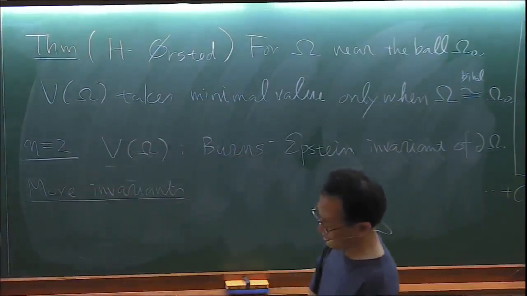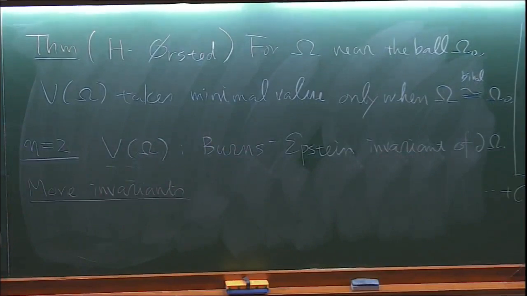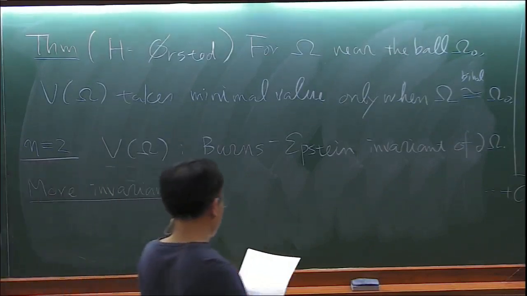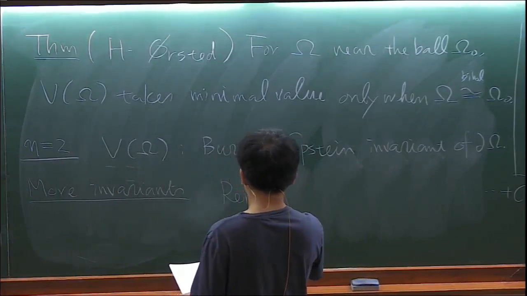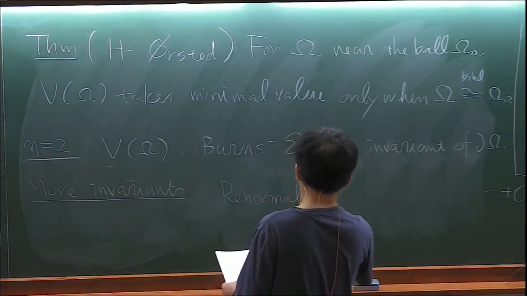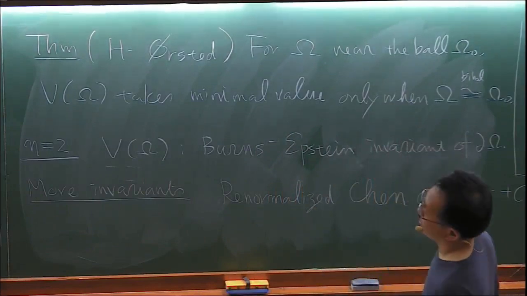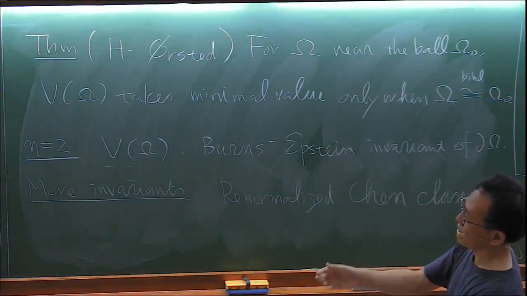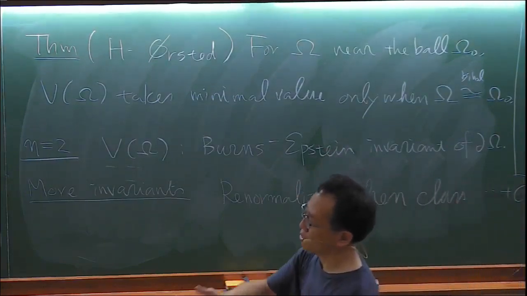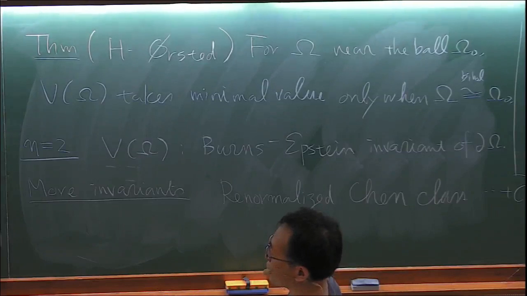So this is one construction. There should be another way. Instead of considering the volume form, you can consider many other things which are canonically defined from the metric. One choice is a Chern class. If you consider the nth Chern class, Cn, that's a 2n-form, so you can integrate on the domain. But again, it just gives infinity. So it's better to renormalize it.